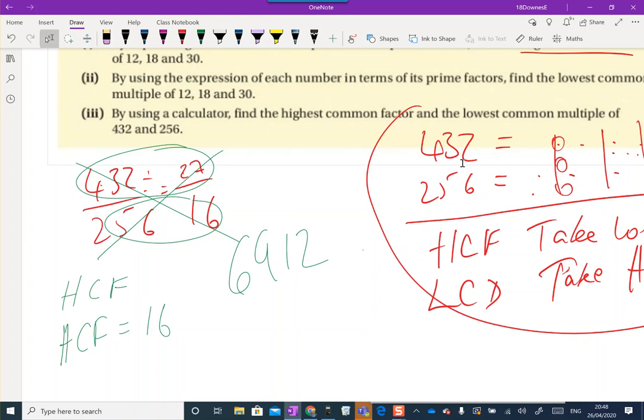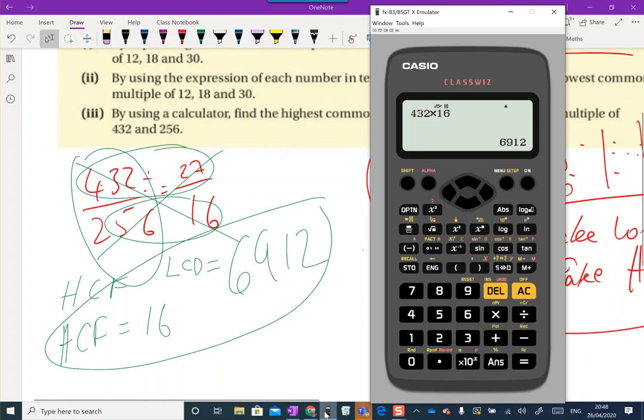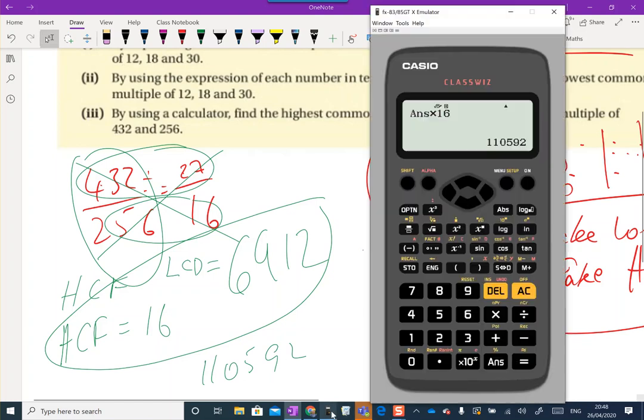Well, there is one more thing I'd like to show you. So we've just found out that the lowest common multiple equals this. So I also want to show you that when you multiply them together, you get the same answer as if you multiply the two original numbers together. Okay, so 16 by 6912 is 110592.